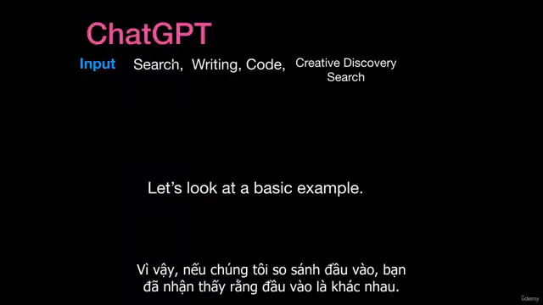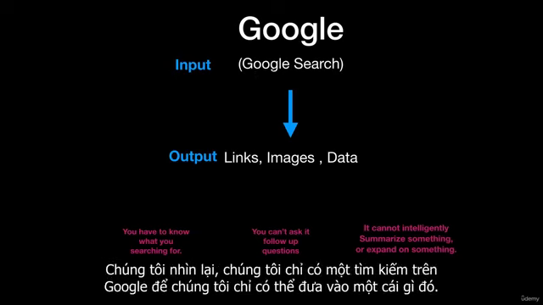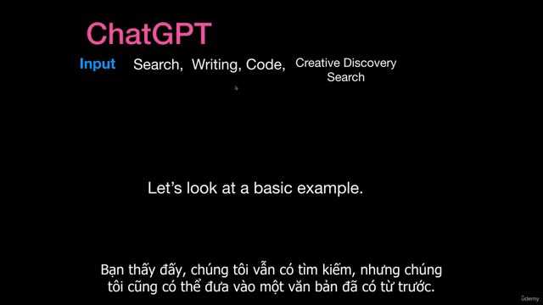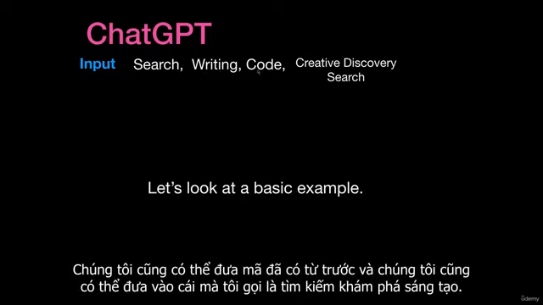So ChatGPT, if we compare the input, you already notice that the input is different. When we look back, we had just a Google search, so we could only put in something we're searching for. ChatGPT is not exactly the same. We can do a search. You see, we still have search. But we can also put in a pre-existing writing. We can also put in pre-existing code. And we can also put in what I would call a creative discovery search.